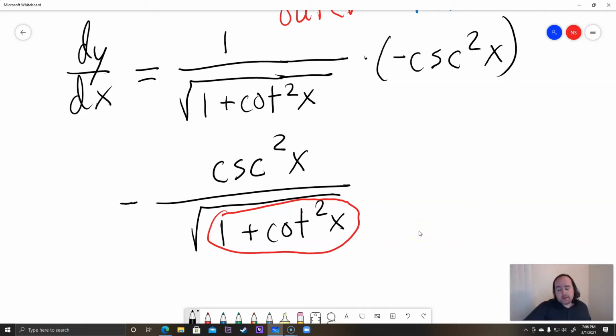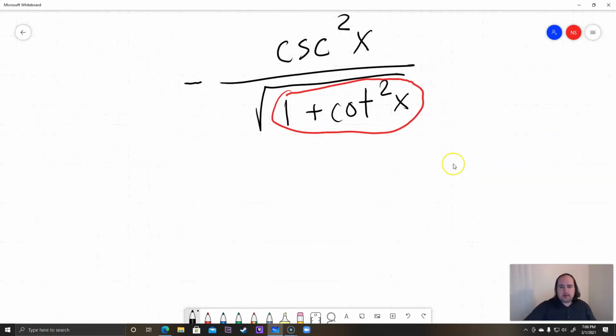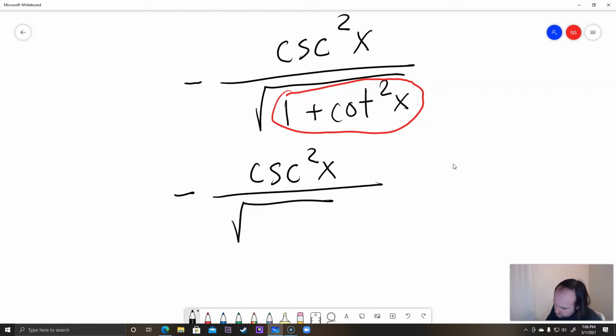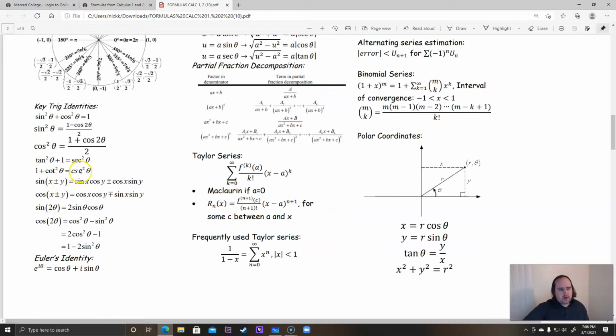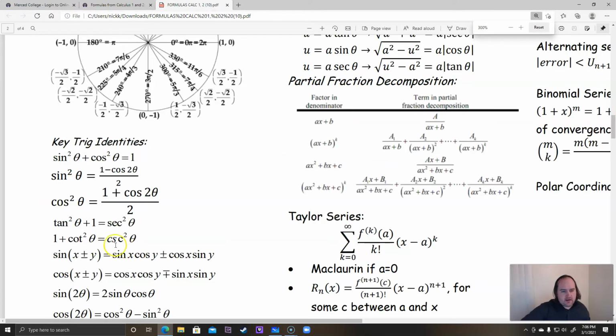And why am I writing in terms of cosecant? Well, because I have a cosecant squared of x on the top. So it makes sense to have the same trig function on both the top and the bottom so you can cancel stuff out. Okay, so what we're going to have here is negative cosecant squared of x over the square root of cosecant squared of x. Because again, this part that I circled in red, the 1 plus cotangent squared of x, looking on our formula sheet, 1 plus cotangent squared of theta equals cosecant squared of theta. That's a trigonometric identity from pre-calculus.